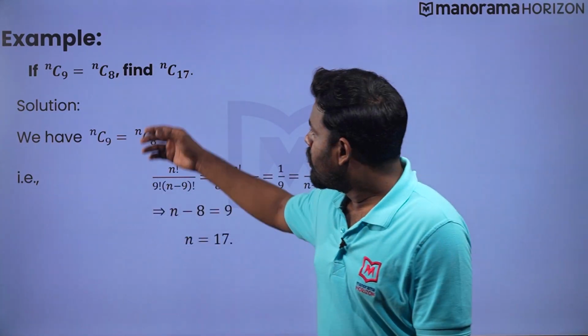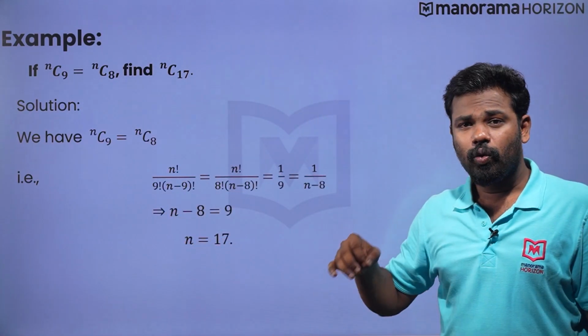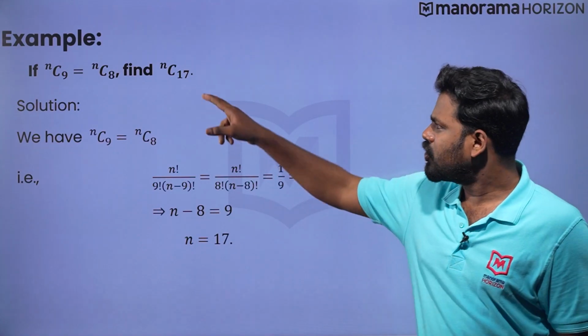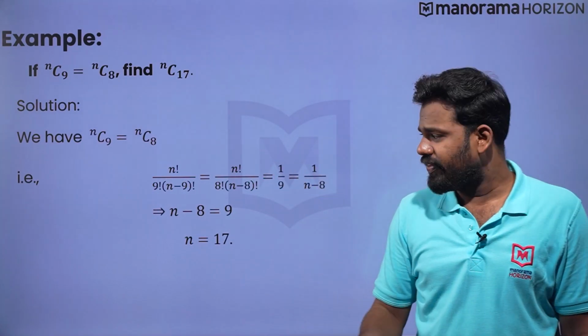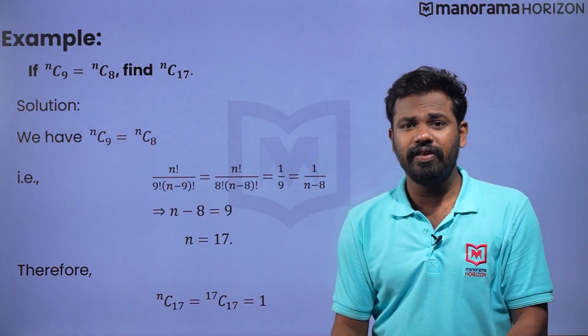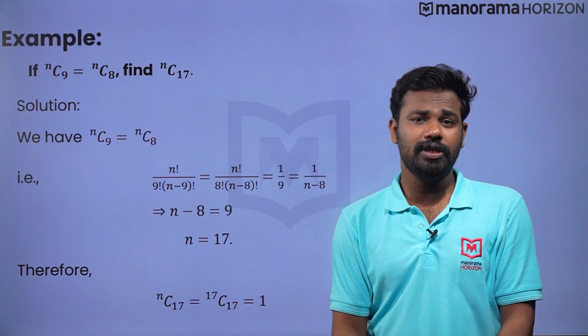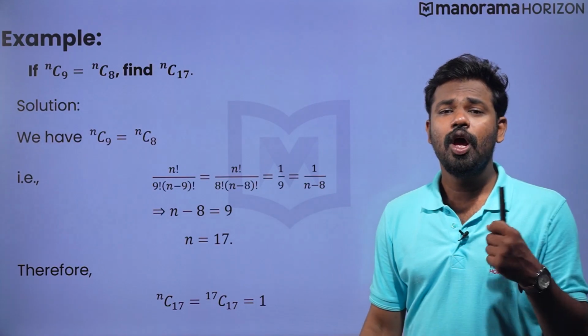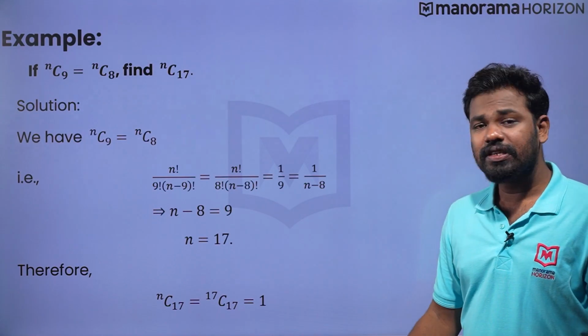Which I get as n equal to how much? 17. So now what I have found out? I have found out what is n, 17. The question is to find out what is NC17. What is NC17? It will be 17C17. I'm selecting all the 17 objects from the 17 objects, which is nothing but in how many ways? One way. So what is NC17 or 17C17? It is 1.